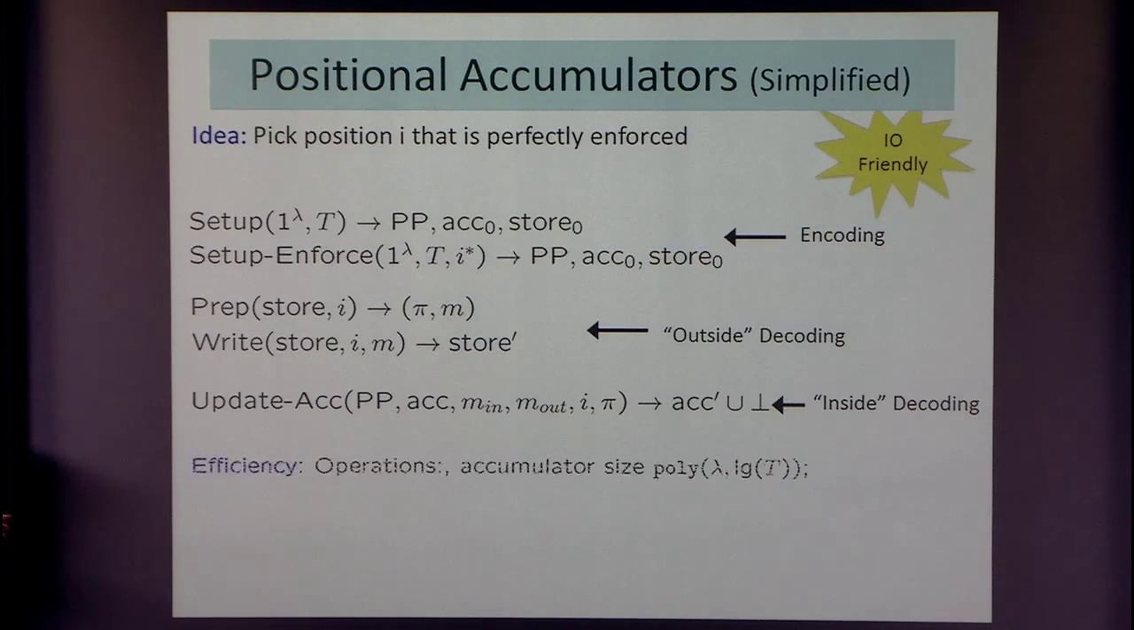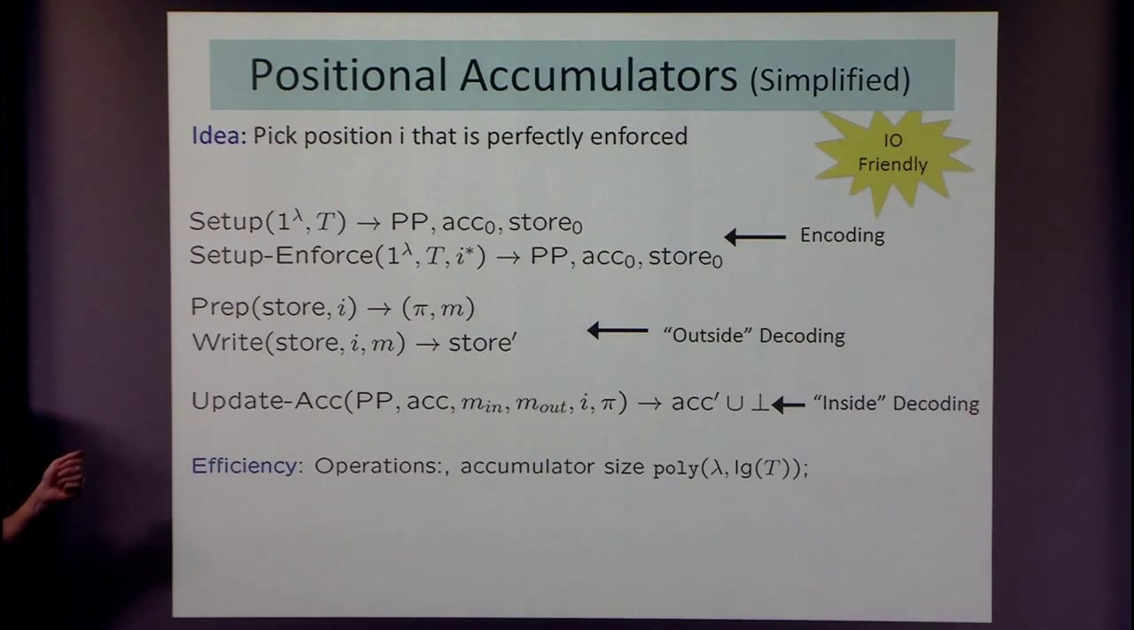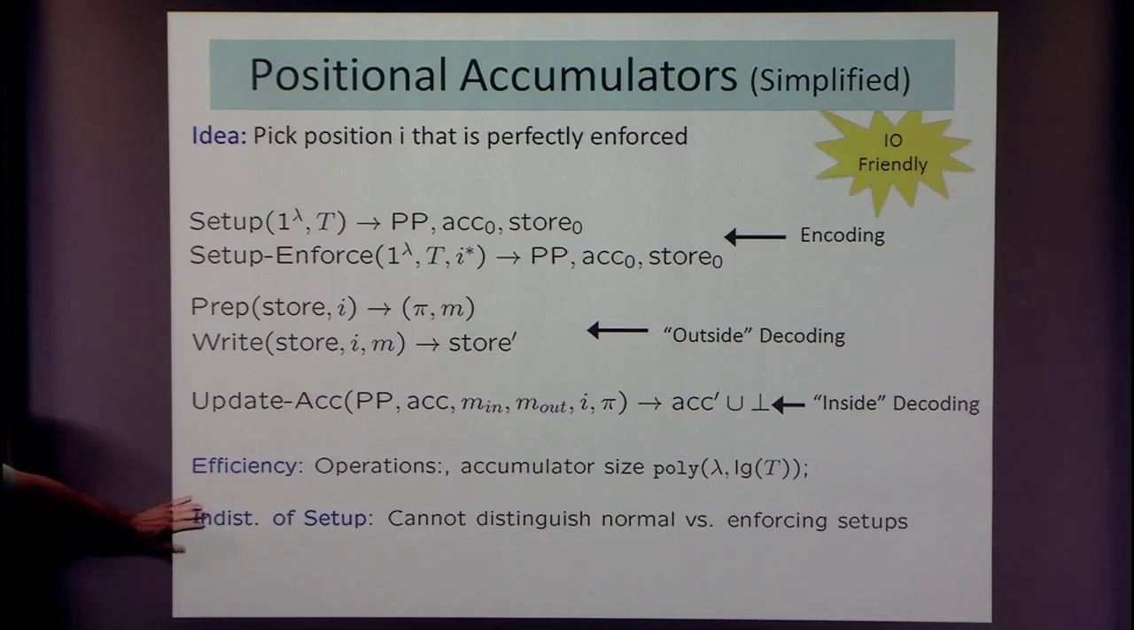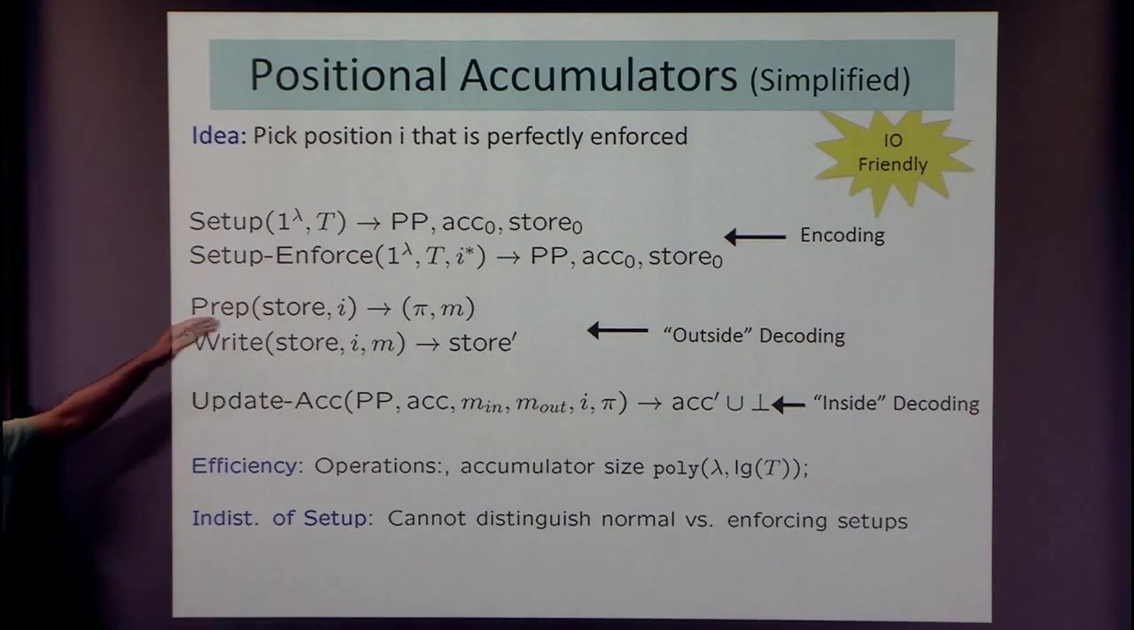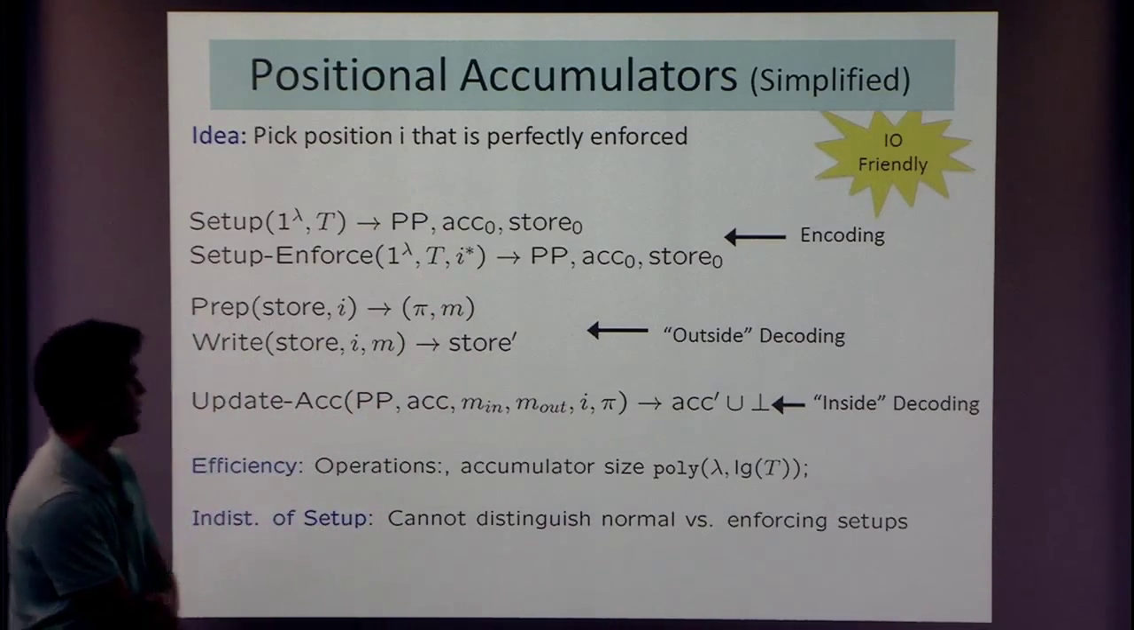So this is our memory store object. And essentially we want at least these operations to be polynomial just in the security parameter and log of T. Okay? And the security property, again, is that essentially I can't tell which index i* I'm going to be perfectly binding to.